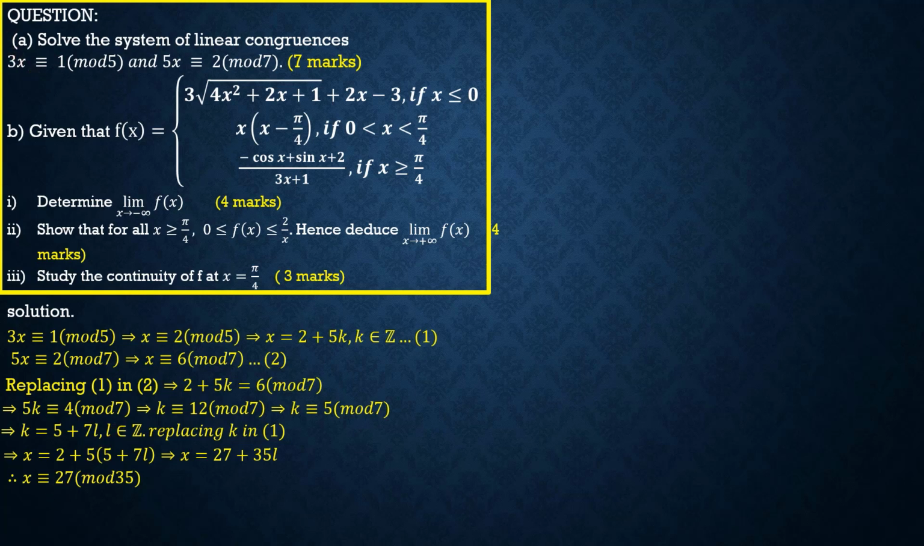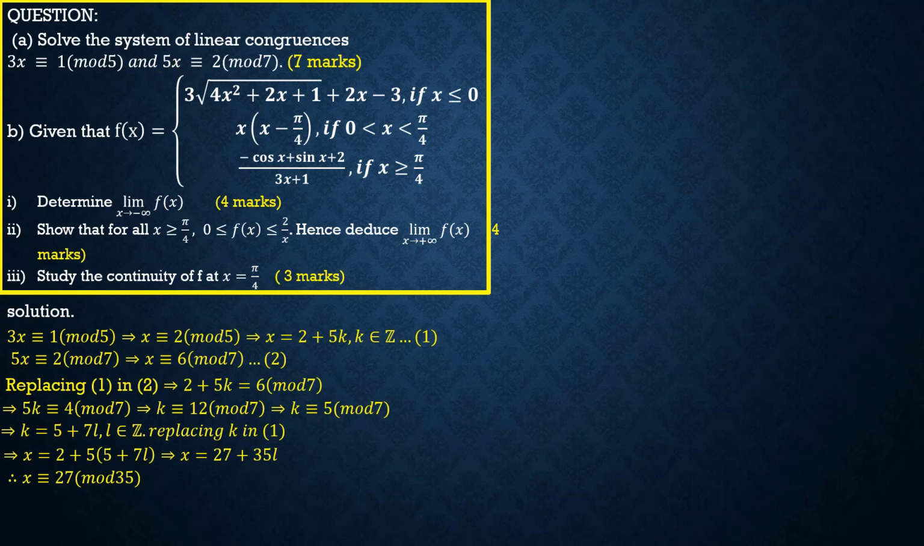So what do we have? If you take, for example, 27, if you take 3 times 27, it will give you 81. So if you take 81 divided by 5, you will see that 81 divided by 5 will go 16 times remainder 1. So you see the remainder is consistent and it will satisfy both.